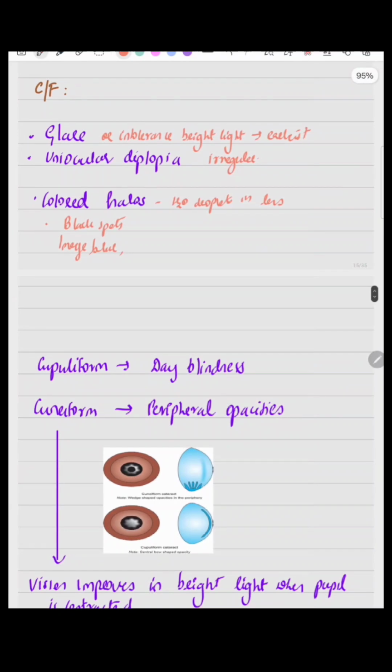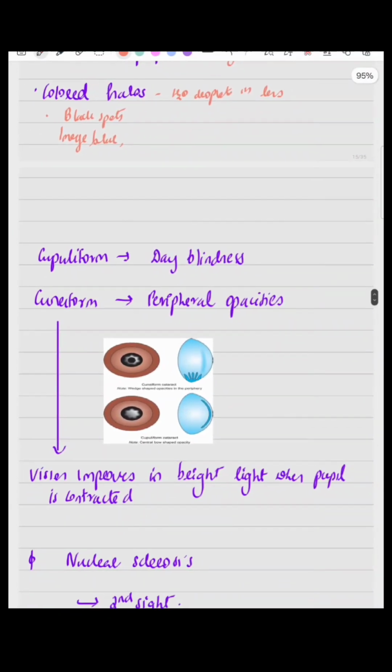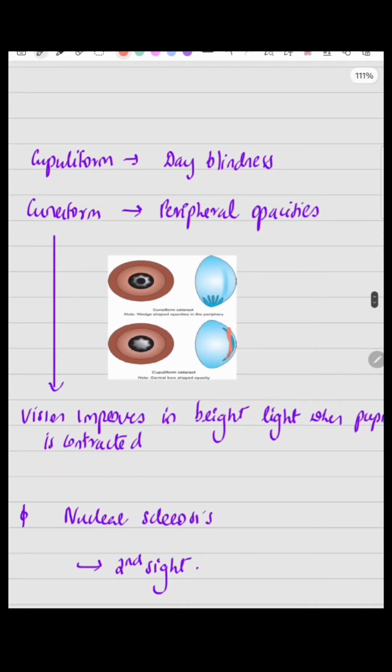Patients with central opacity, that is cupuliform cataract, see better. These people will see better when the pupil is dilated, because in the center there is opacity. They will see better when the pupil is dilated, that is day blindness. Patients with peripheral opacities, that is cuneiform cataract, visual loss is delayed. Vision improves in bright light, that is, when the pupil is constricted.